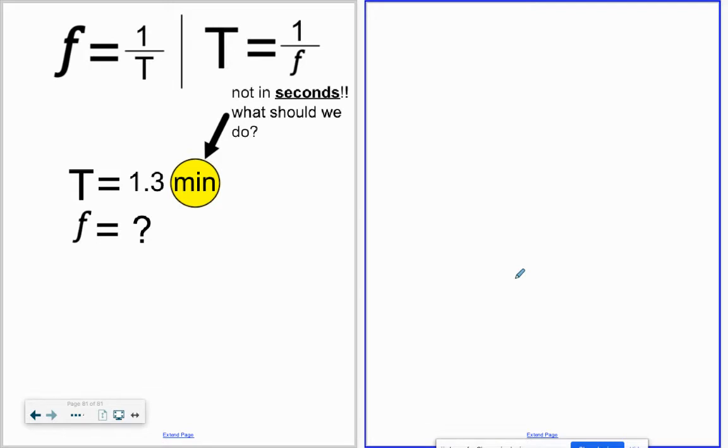If you notice, we are given the amount of the period, which is 1.3 minutes. We need to determine what the frequency is. Problem is, period is normally determined in seconds, but we're given an amount in minutes. We cannot do this formula the way it's intended until we figure out how many seconds that is.